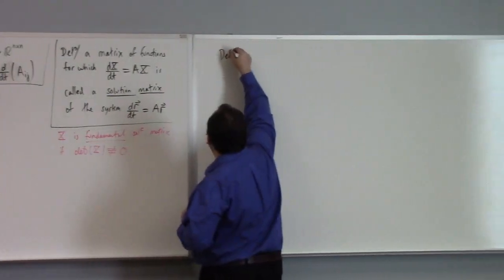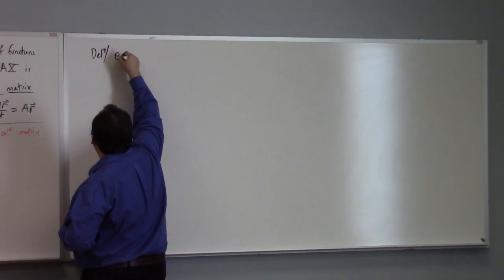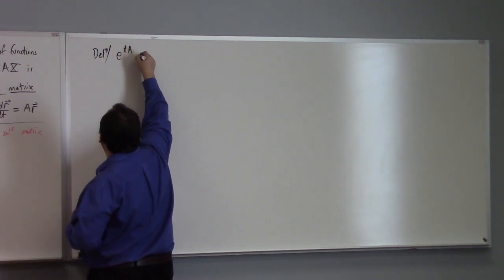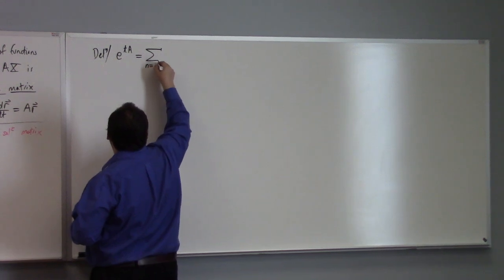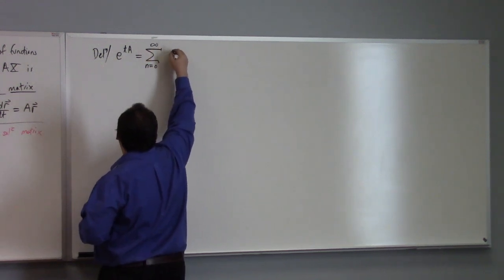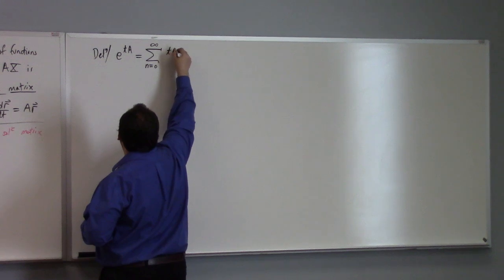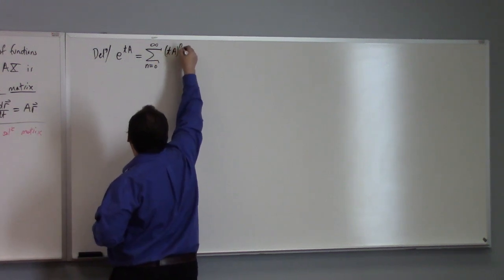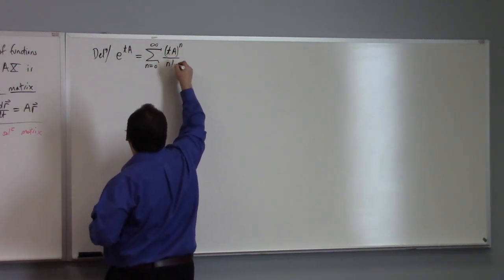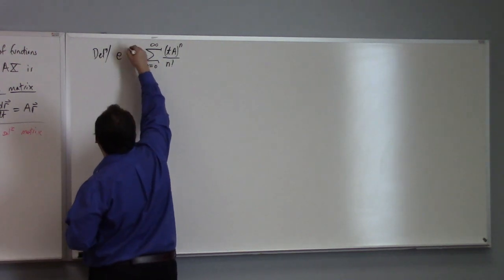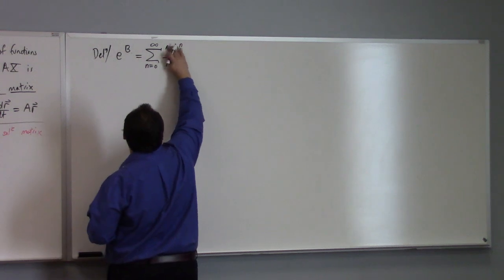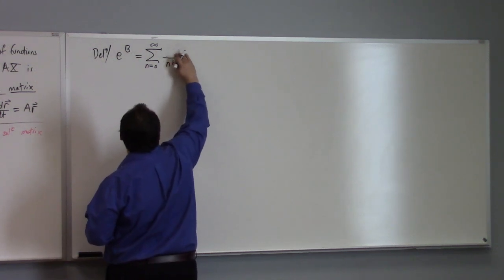Definition. e to the TA is equal to the sum n equals 0 to infinity of TA to the n divided by n factorial. I'm sorry, my bad, guys. Let me erase the TA and put a B here. We'll define e to the B.